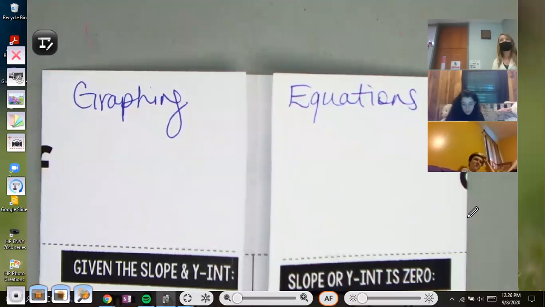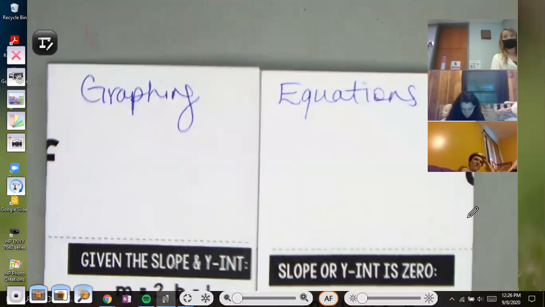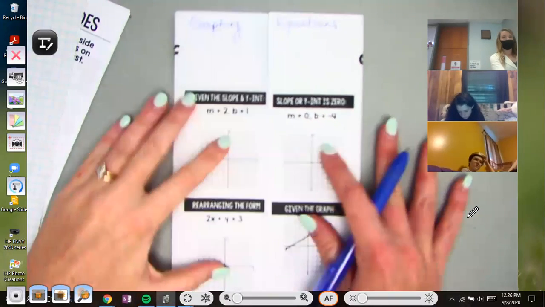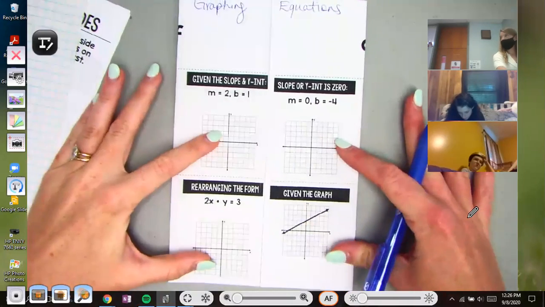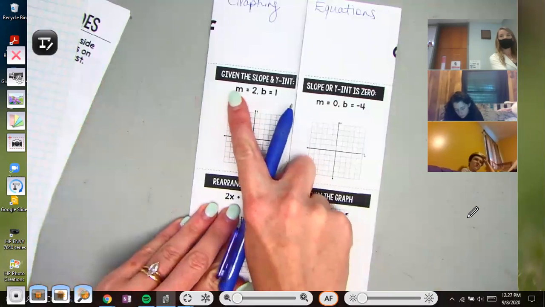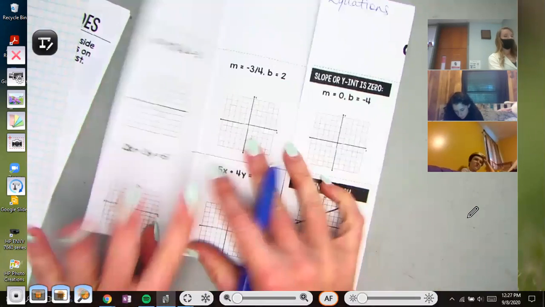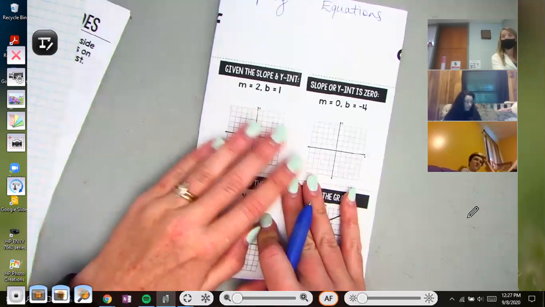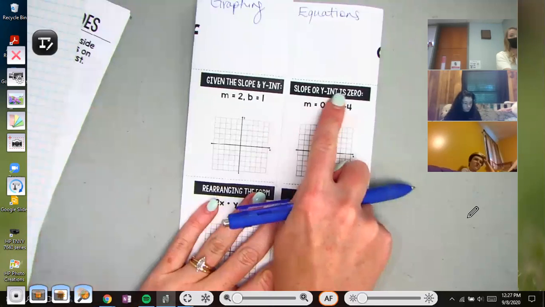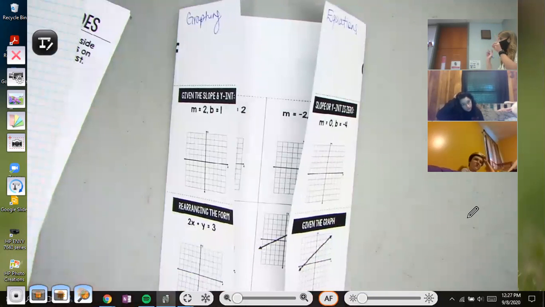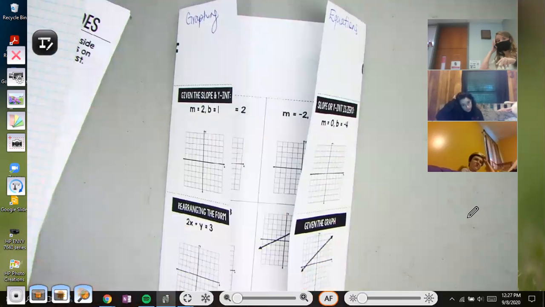Now, the way that these notes work is that when you come back to them, there's 4 little examples on the front. So these are the 4 examples I'm going to work through with you. And then when you open it up, for this section right here, given the slope and the y-intercept, these 2 practice will come from that example. If you're under the slope or y-intercept is 0, then when you open it, those top 2 will go with that example.